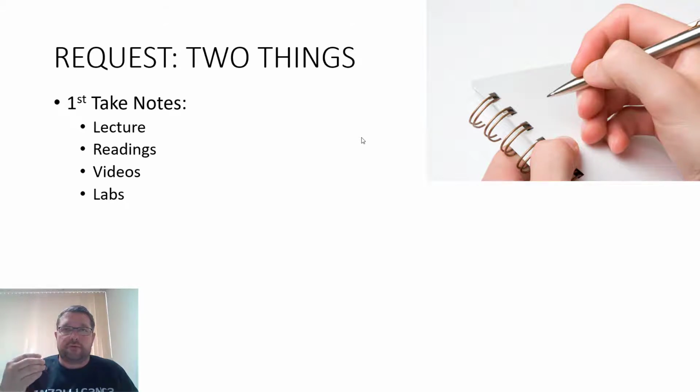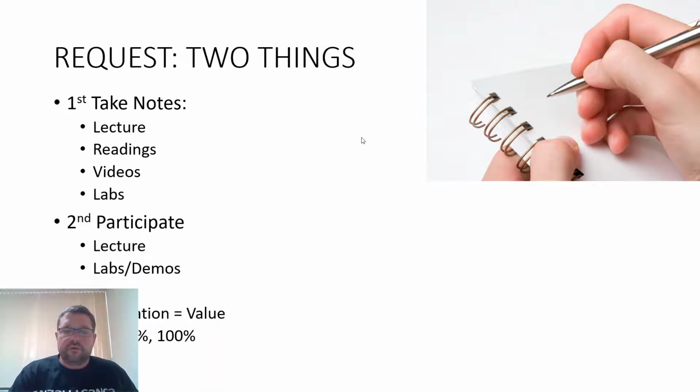And if you're a good note taker, by the time you make it into 3,000, 4,000 level courses, you'll find it much easier. But if it's when you're in 3,000, 4,000 level courses that you're now figuring out that you like to take notes in a certain way, then you're kind of behind the curve. So again, take notes. The second piece is participate.